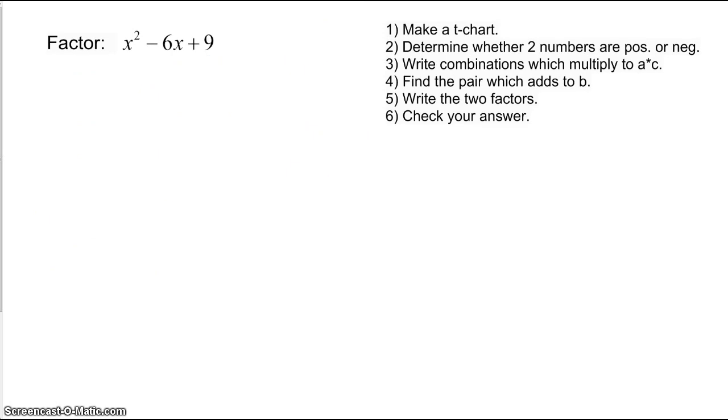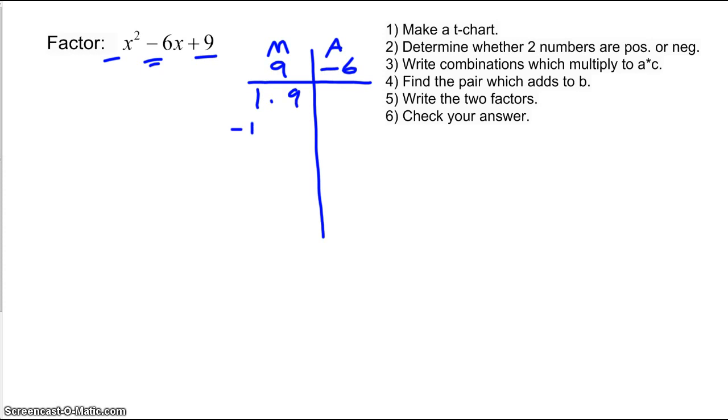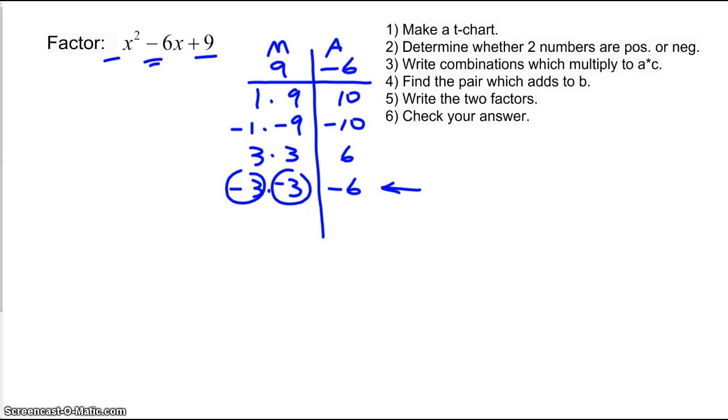Okay, another example here. Pause it, try it. Okay, let's see if you got this right. So multiply, add. They're going to multiply to 1 times 9 and add to a negative 6. Ways to get positive 9. 1 times 9, negative 1 times negative 9. 3 times 3, negative 3 times negative 3. If you add, you get 10, negative 10, 6, and negative 6. And since I need negative 6, the two numbers are both negative 3.